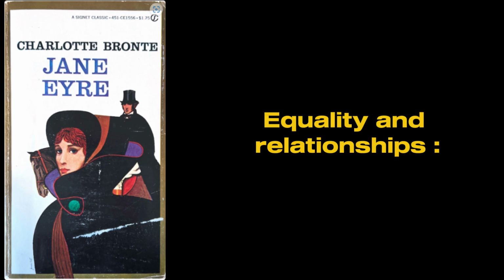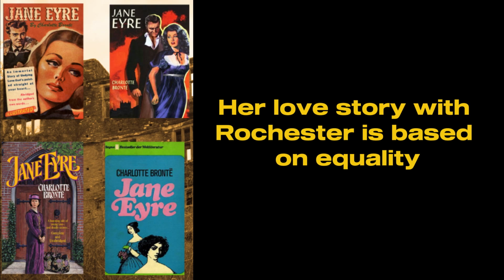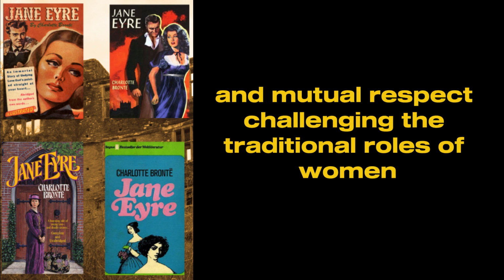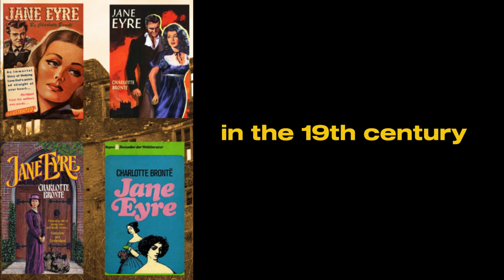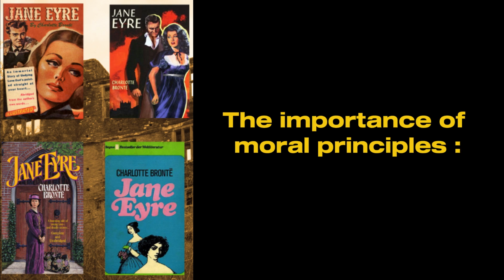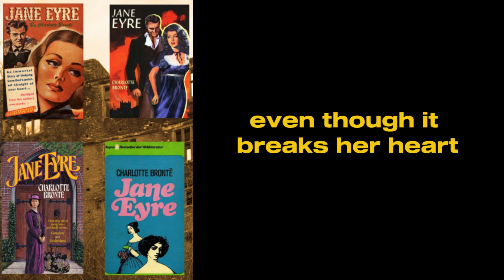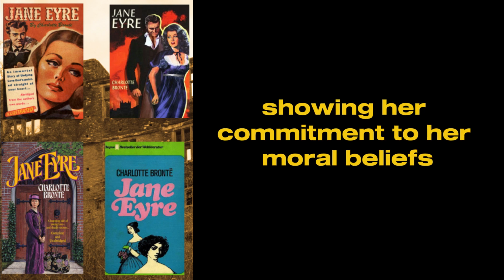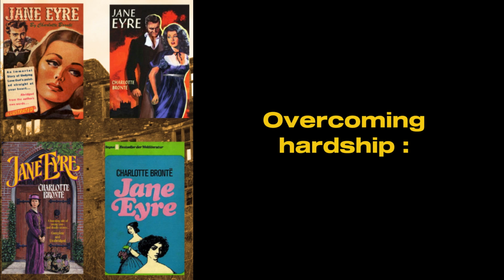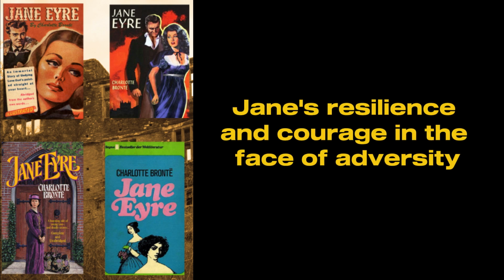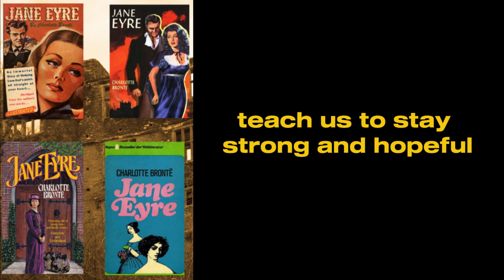Equality in relationships. Her love story with Rochester is based on equality and mutual respect, challenging the traditional roles of women in the 19th century. The importance of moral principles. Jane chooses to leave Thornfield even though it breaks her heart, showing her commitment to her moral beliefs. Overcoming hardship. Jane's resilience and courage in the face of adversity teach us to stay strong and hopeful, no matter the challenges.